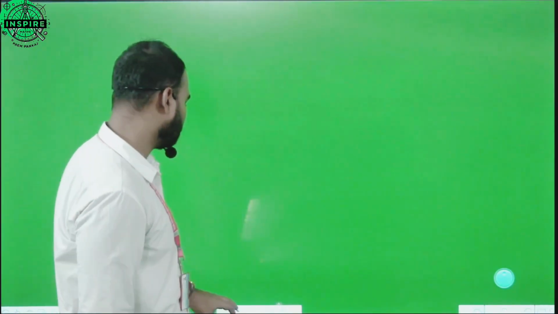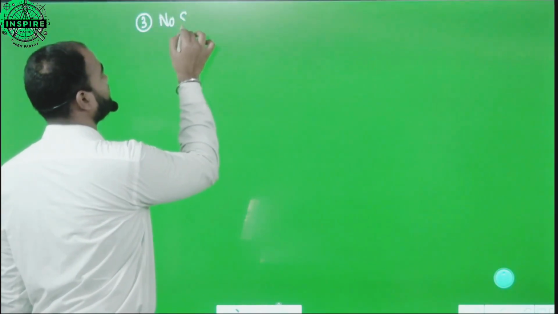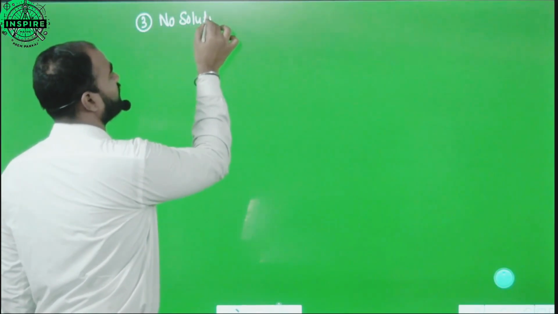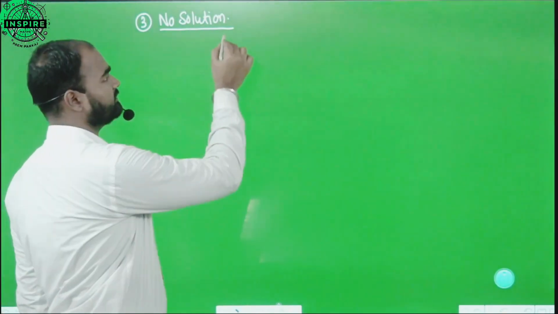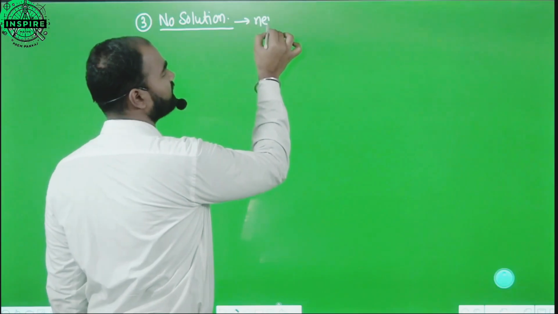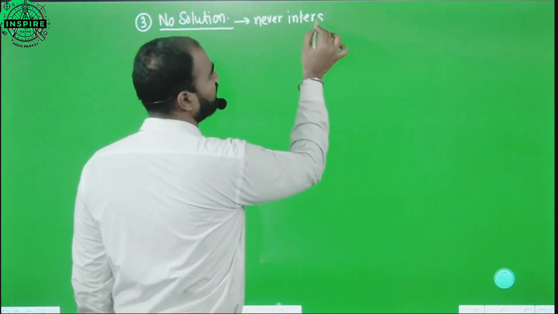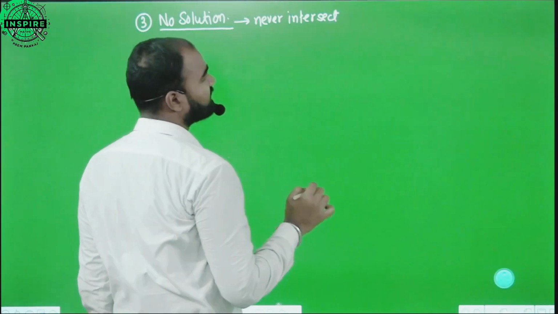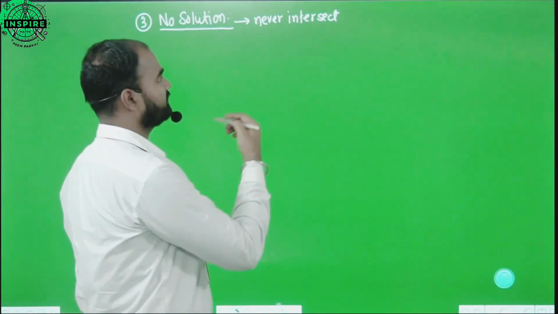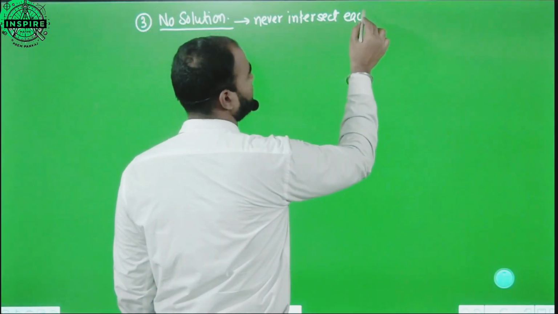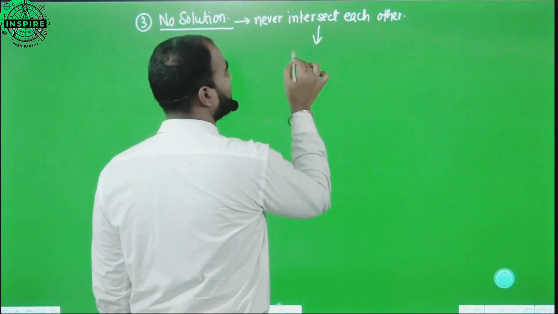Okay, the third problem is when the lines give no solution. No solution is the condition when the two lines never intersect each other. And which kind of lines never intersect each other? That is parallel lines.